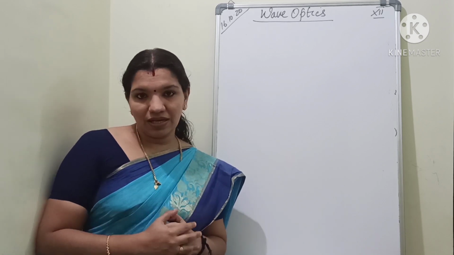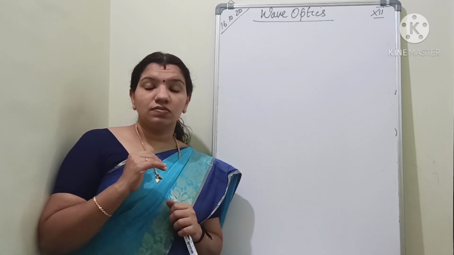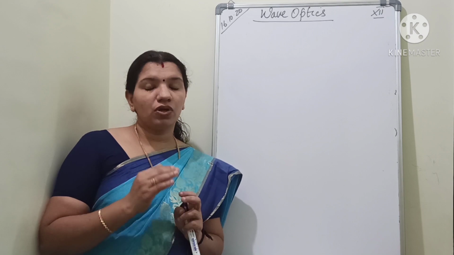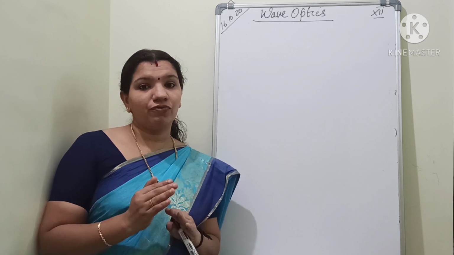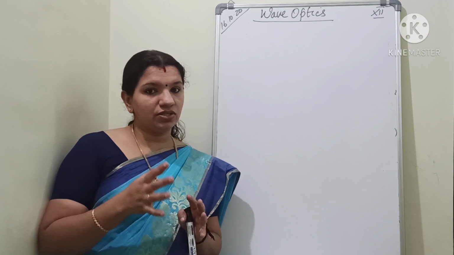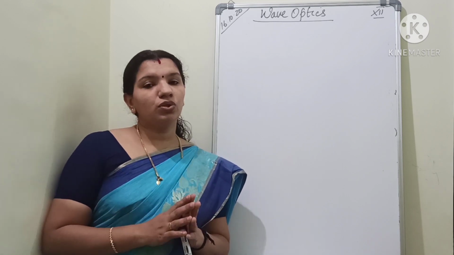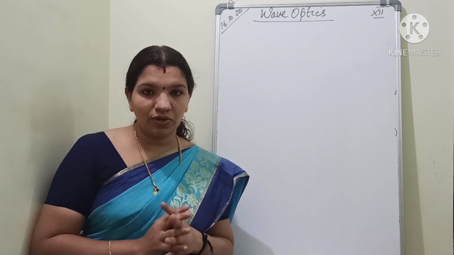So in the previous class I have told that with the help of Huygens wave theory he could successfully explain the phenomena such as reflection, refraction, then interference, diffraction, etc. So each thing here we have to study in detail. So first we are moving to the proof of laws of reflection.